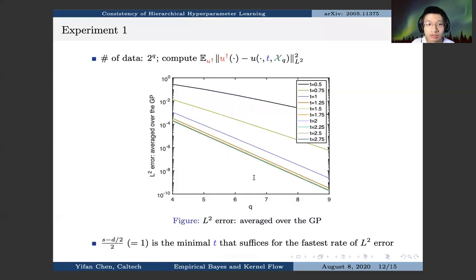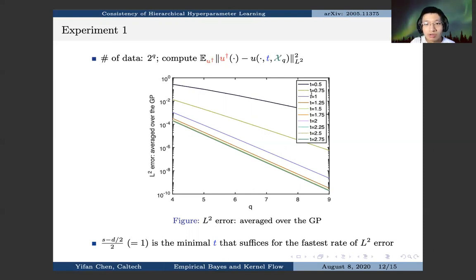In our first experiment, we adopt the same setups as before. We choose the number of data 2 to the q, and we vary the value of q. We compute the population L2 loss, which is between the u dagger and our GPR solution. We average it over the Gaussian process to make the figure nicer. The below is the output. The x-axis is q, and the y-axis is L2 error. We can see that as the number of data increases, for different choices of t, the generalization error will decrease.